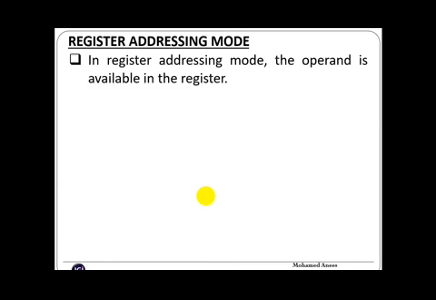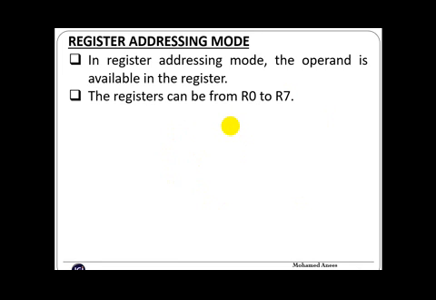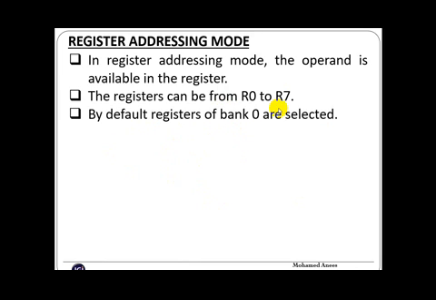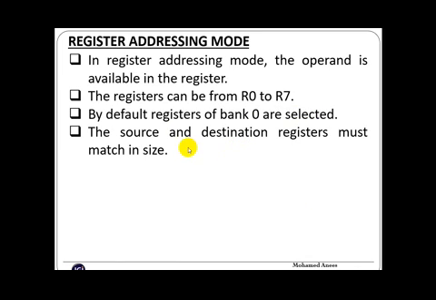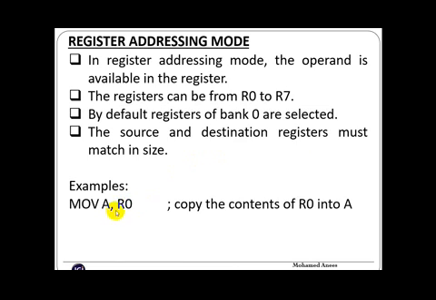The second addressing mode is the register addressing mode. As the name specifies, in register addressing mode, the operand is in one of the registers. Okay, and the registers can be R0 to R7. By default, registers of bank 0 are selected. Now in register addressing mode, the source and destination registers should match in size. Examples, MOV A, R0. Now, as you can see, A is the destination and R0 is the source.